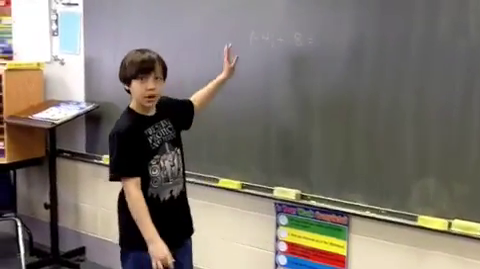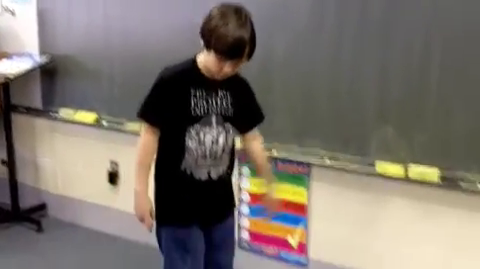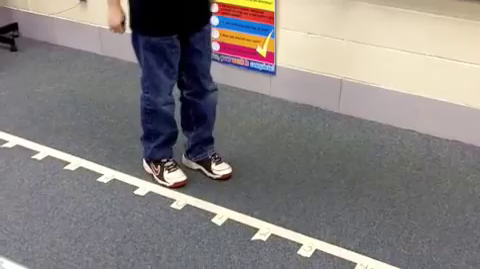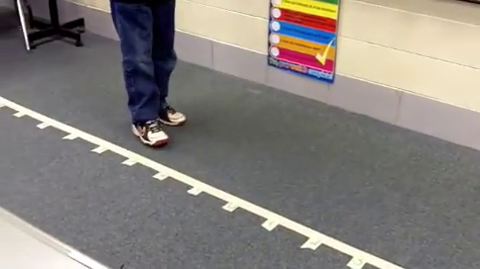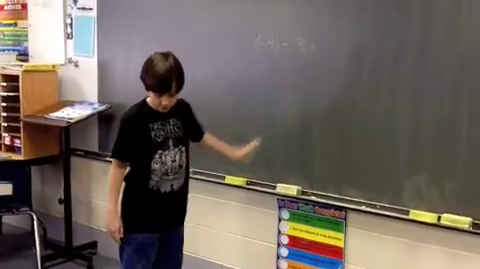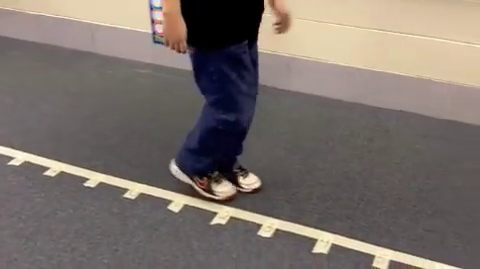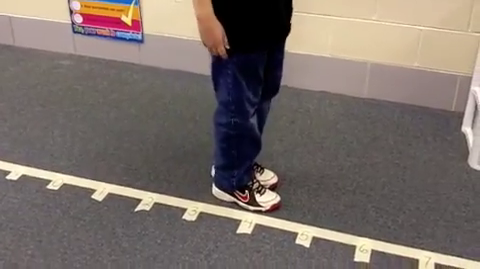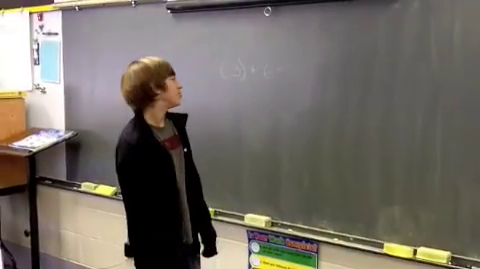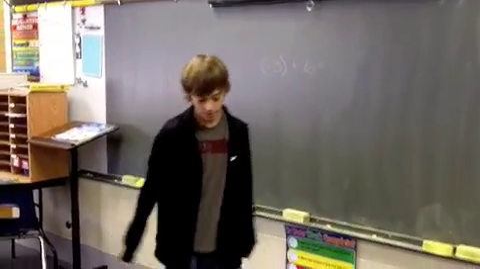Okay, I'm going to show how to add -4 plus 8. You start at 0 and walk back to -4. And then, since 8 is positive, you add 8. And you get 4.